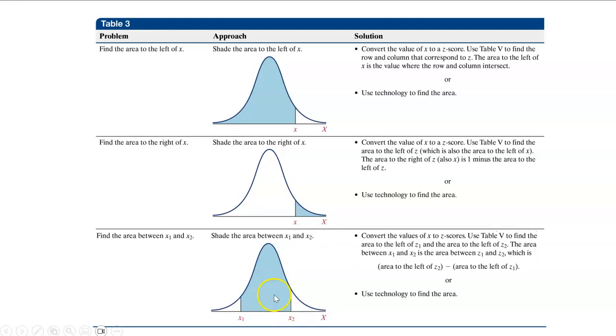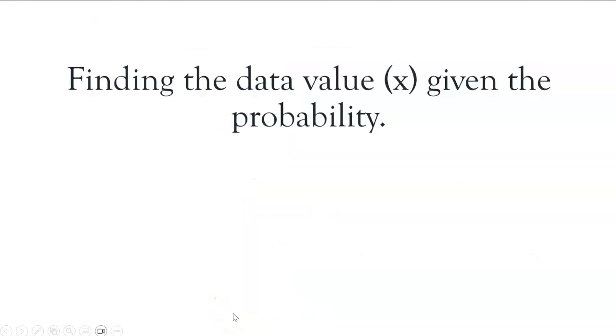And then if you want it for in between two values like we just did, you have to do the area of the biggest value first, your x2, your z2 here, minus the area to the left of the smallest value, your z1. So you would do the value you get from the chart of this big area minus the value you get from the chart of this small area. And that's what we just did on that last one.